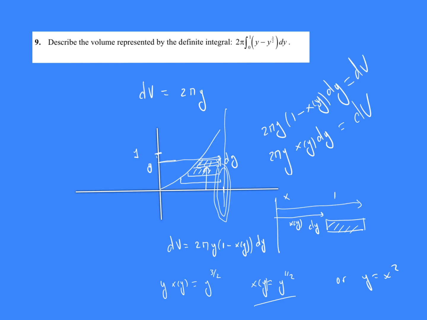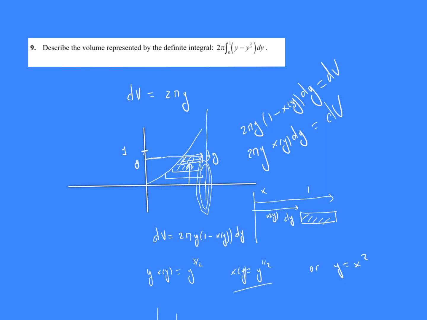Now I have the equation for the small volume produced by a function that I still don't know. But if I compare this equation, y minus y to the 3/2, with this equation, the small volume, I will realize y times 1 is the y here. So y times x of y is y to the 3/2. So y multiplied by x of y is y to the 3/2. So who is x of y? It is y to the 3/2 divided by y, so it's y to the 1/2. And who is y? y is x squared.